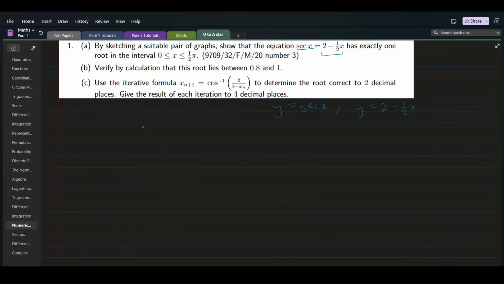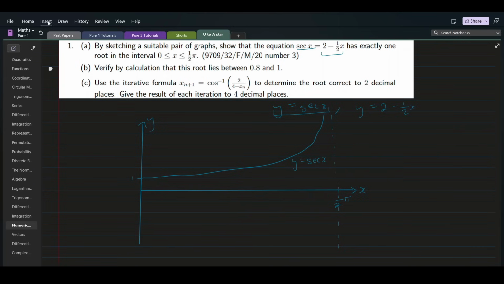This is between 0 and half pi, so let's draw our Cartesian plane. So this would be our y-axis, and then we've got our x-axis here. This is the x, and we say half pi is somewhere around here. Okay, and then we have the graph of y equals sec x. So it starts at 1. It would look something like this. There's an asymptote at half pi for that graph. So this would be y equals sec x.